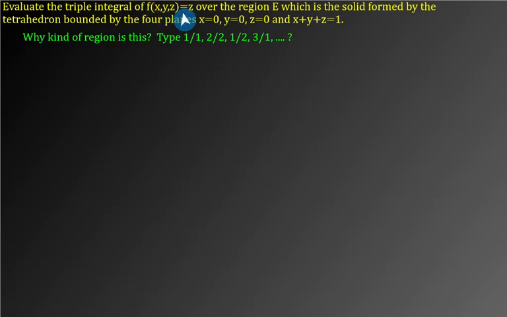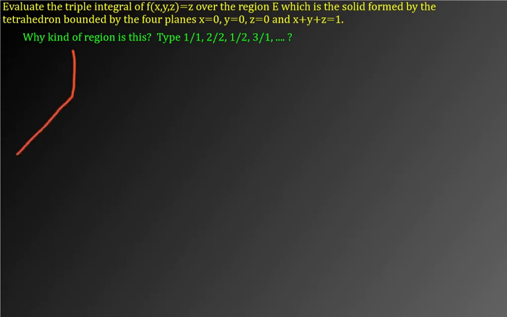All right. So the first one I just want to do, I want to evaluate the triple integral of f of xyz equals z over the region E. And E is the solid formed by the tetrahedron that's bounded by the 4 planes, x equals 0, y equals 0, z equals 0, and x plus y plus z equals 1.